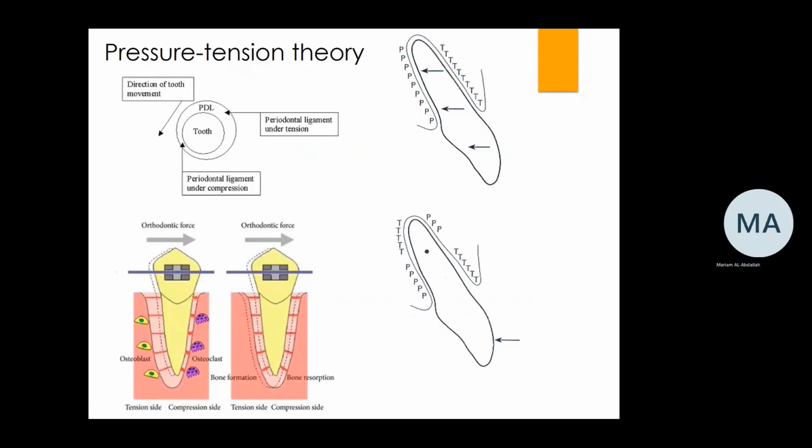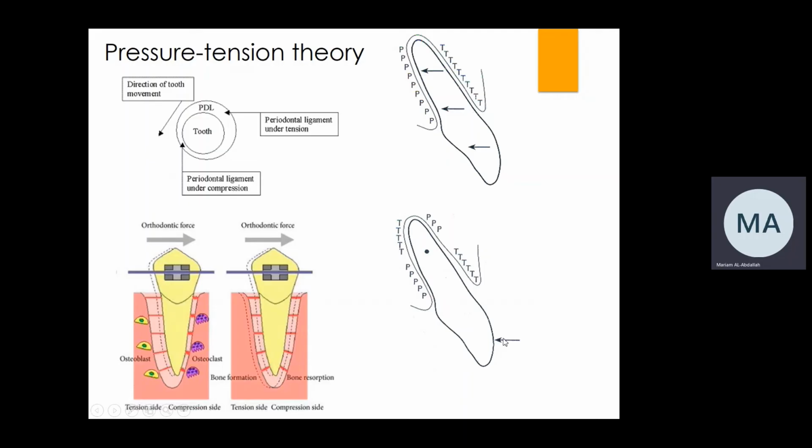Okay. So again, this is a cross-section of the roots. This is the tooth. This is the periodontal ligament space. This narrowed area is the area of pressure, and this widened area is the area of tension. Obviously, the tooth is trying to move in this direction. So this is the direction of tooth movement. Okay. Again, if the tooth is trying to move to this direction here, then this is an area of tension, and this is an area of pressure.